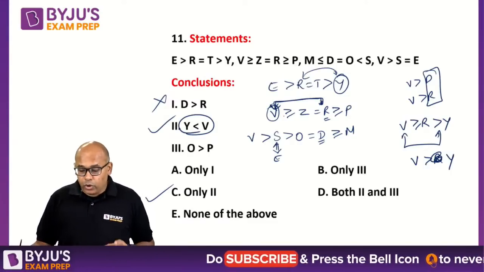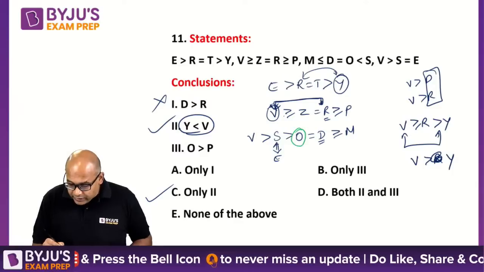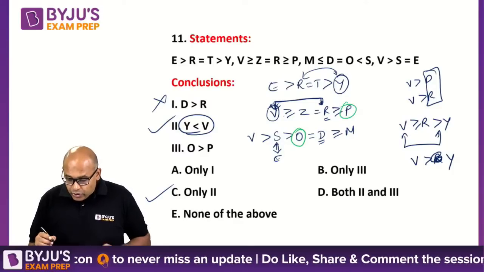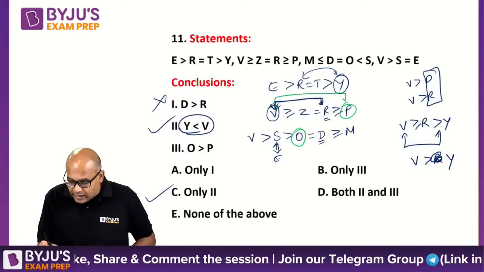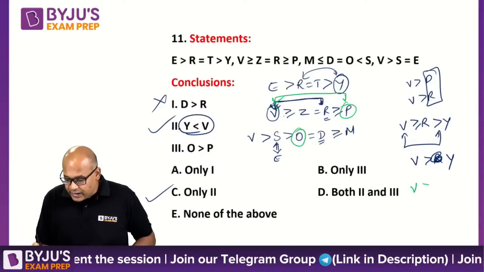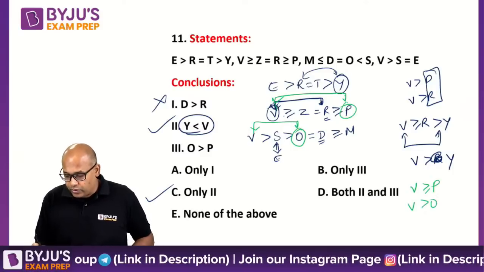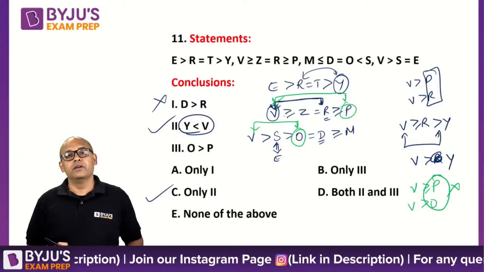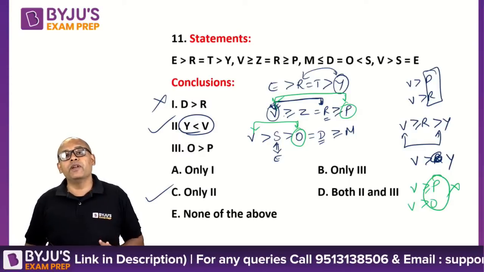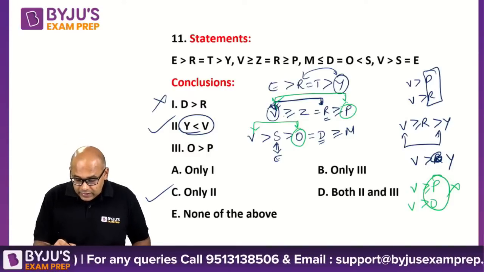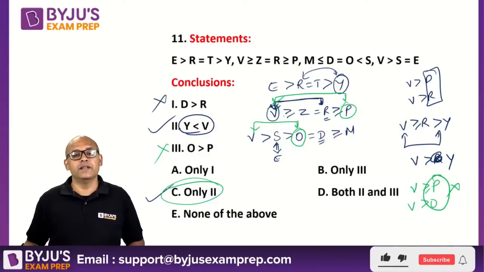What about the third one? O and P. Let me change the color so that you guys can follow. O is over here, P is over here. If you notice, V and P can be connected: V greater than or equal to P. And V and O can be connected: V greater than O. So I cannot conclude here. V is greater than or equal to P, V is greater than O, but there is no conclusion between P and O. Hence, the third one cannot be concluded. So only 2 can be concluded, therefore option C.